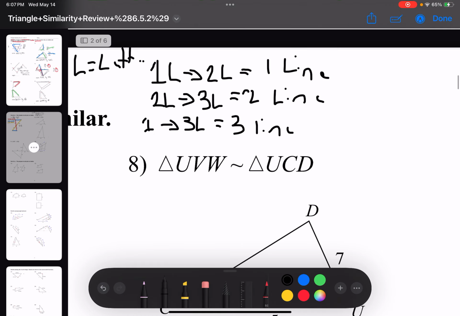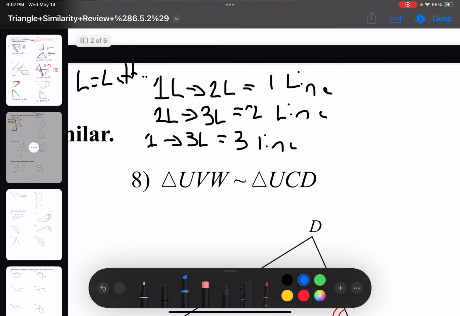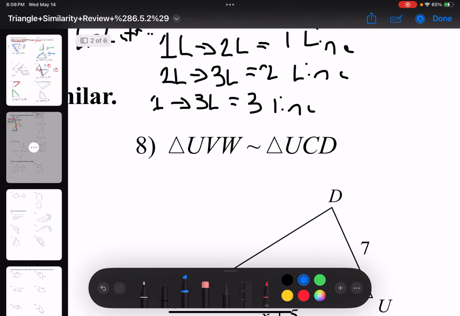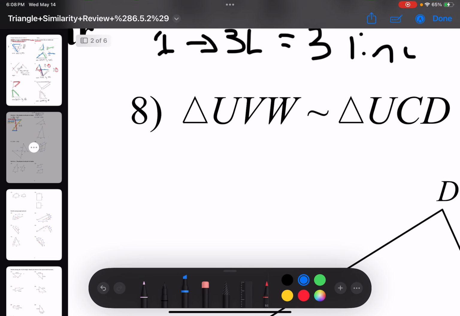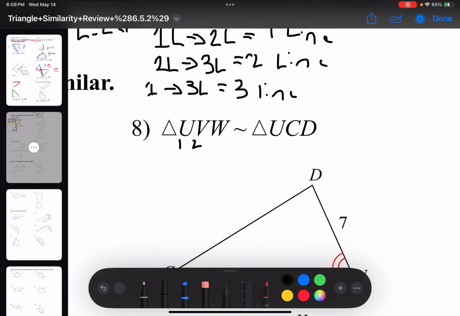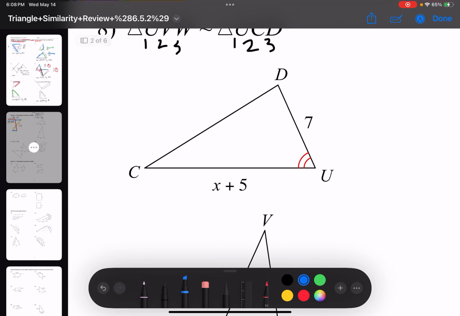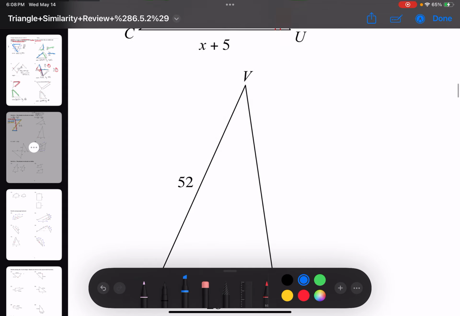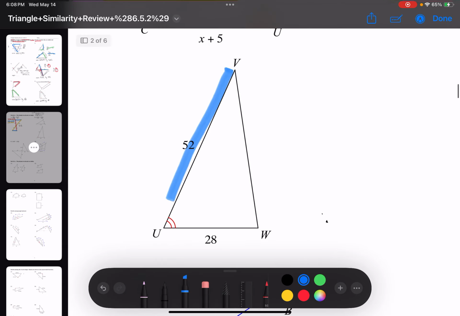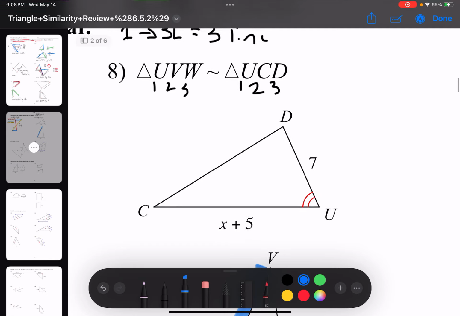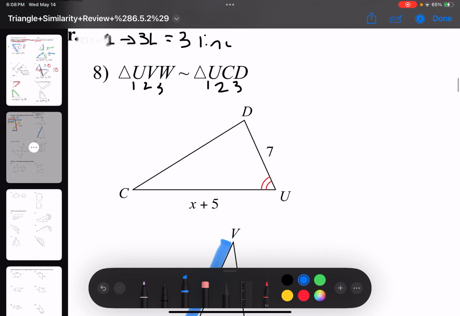Okay, using that, let's look at this. Let's see what we can do to highlight all of these in the right order. So the first letter to the second letter, we have 1, 2, 3, 1, 2, 3. First to the second, U to V. So U to V. Other side. First to second, U to C.